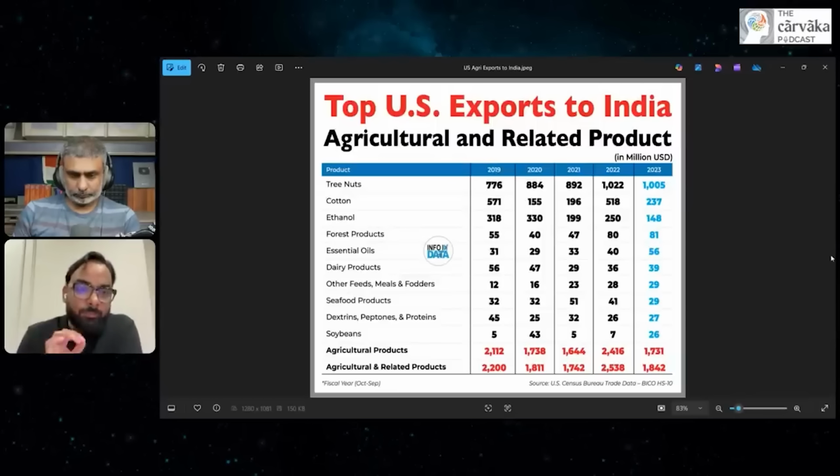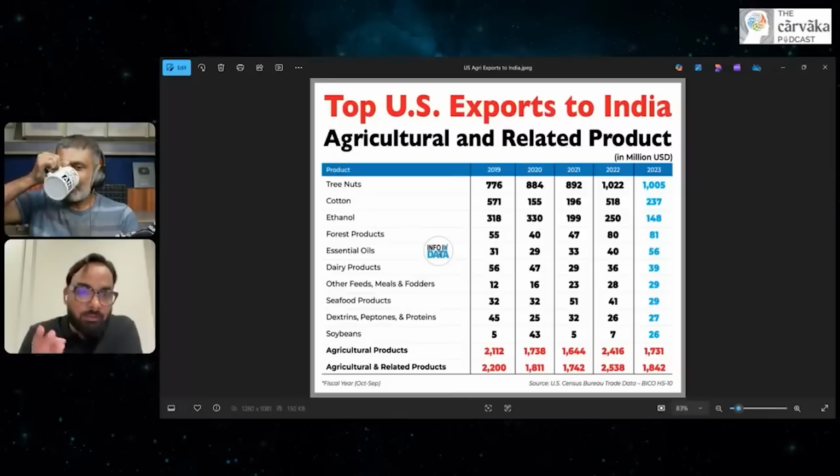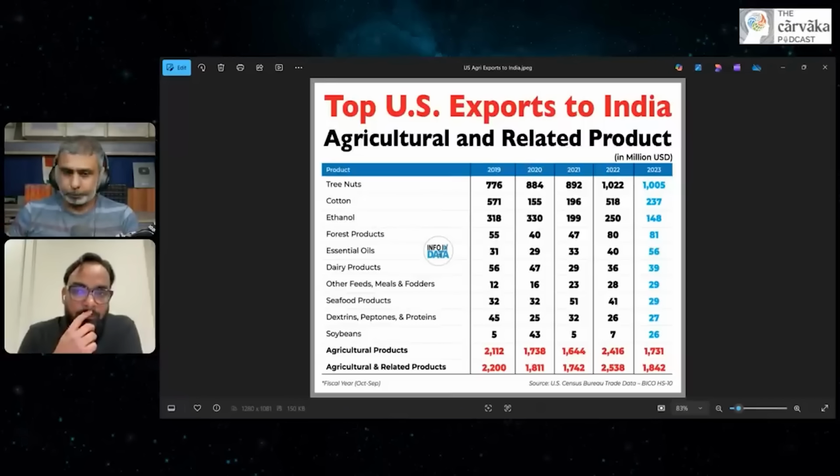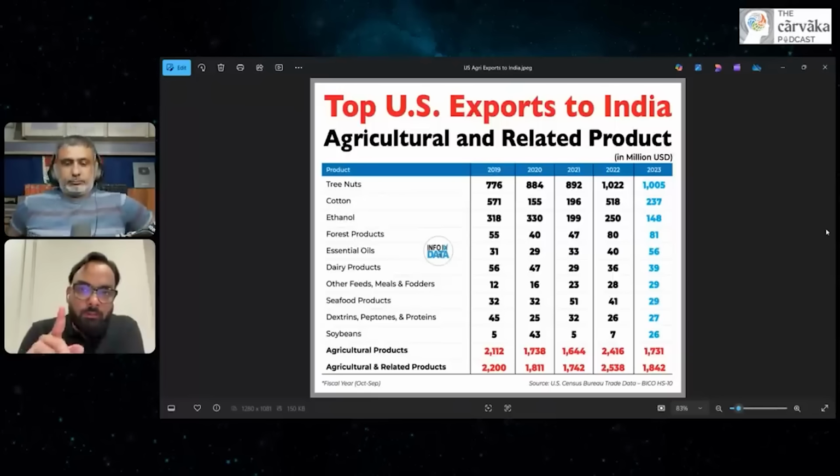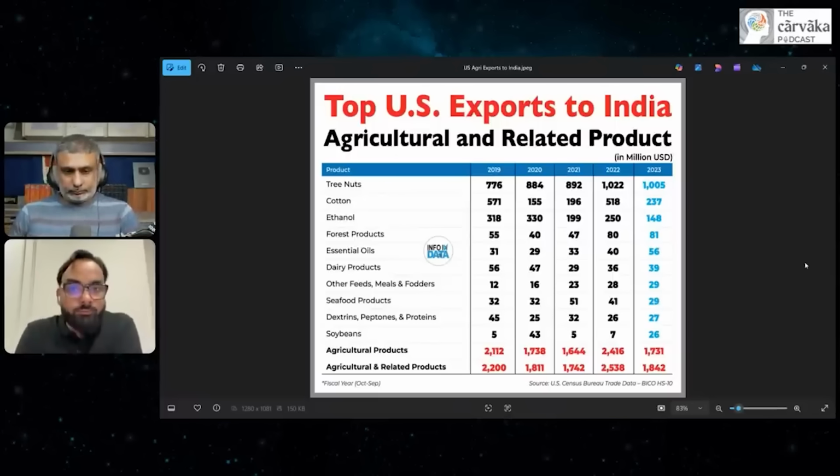I'm specifically putting out numbers that included both the regimes, because people are somehow confusing that we are treating Trump differently from Biden. That is not the notion I want people to have. Now you look at what the imports are: tree nuts, cotton, ethanol, forest products, essential oils, dairy products, other feeds, meals, seafood products, proteins, and soybeans.